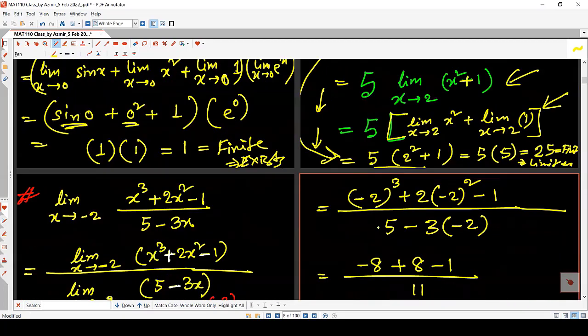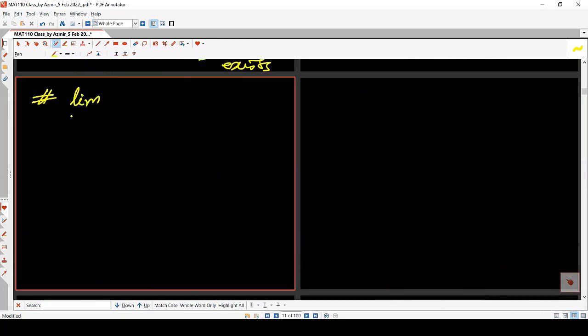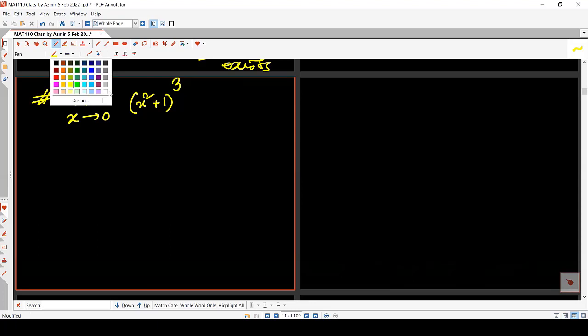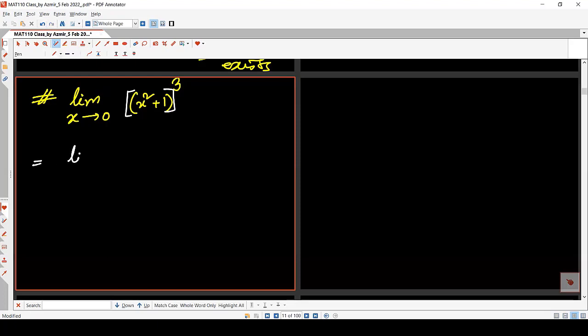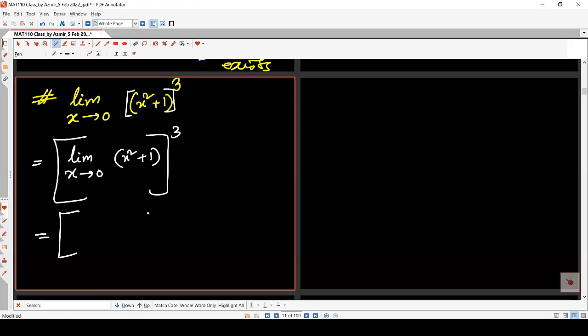So if we take one example, suppose we want to compute the limit of x squared plus 1, power 3, when x is approaching 0. You can understand that if we consider this as f of x, which is x squared plus 1, and we have n that is 3, then by using the power law, we can write the limit of f of x, total power 3.